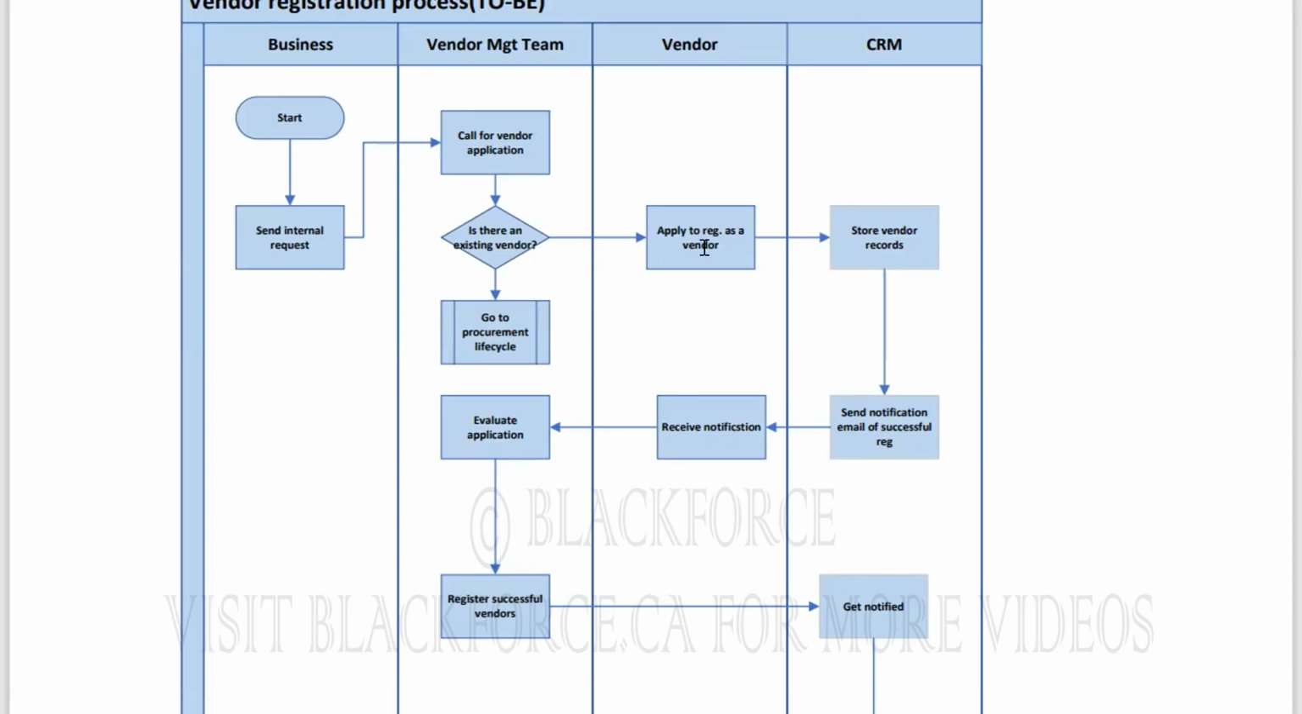If there is none, the vendor still applies. What is different is that the CRM now captures the vendor records. At the same time, the CRM has the capacity to send a notification email of a successful registration. The vendor receives a notification, whereas before it used to be the vendor management team sending an email, after which the vendor team evaluates the application.